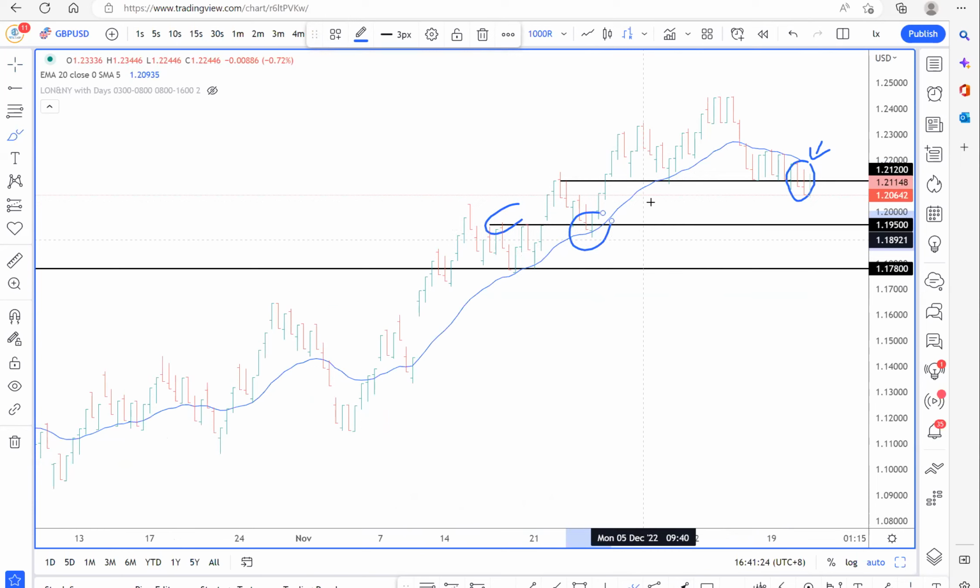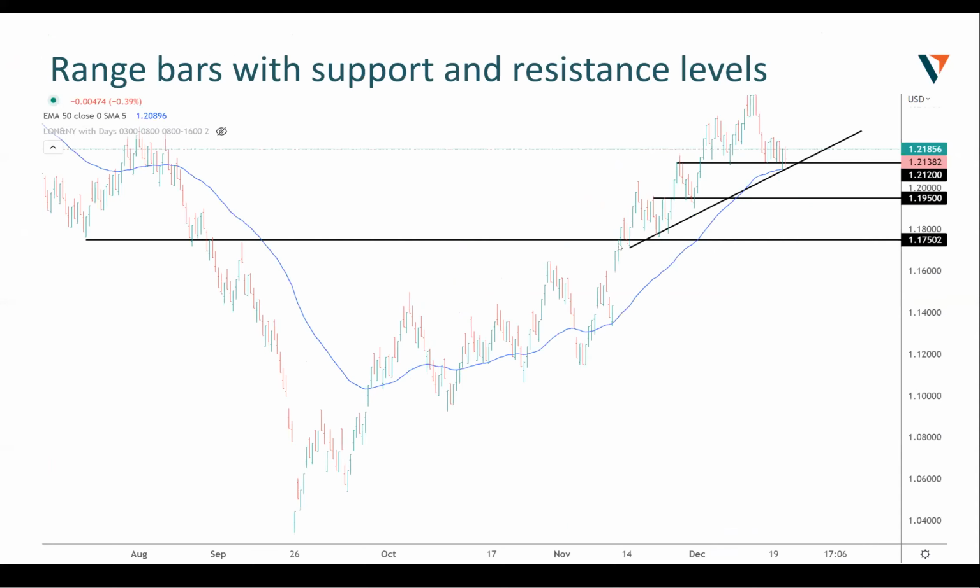So this is one way you can consider using range bars. One thing to note is that prices are also holding below the 20 EMA, the 20 exponential moving average. When prices are holding below this moving average, usually it gives us a bearish signal. If it's holding above, then it's a bullish signal. So this is another way you can consider analyzing with range bars.